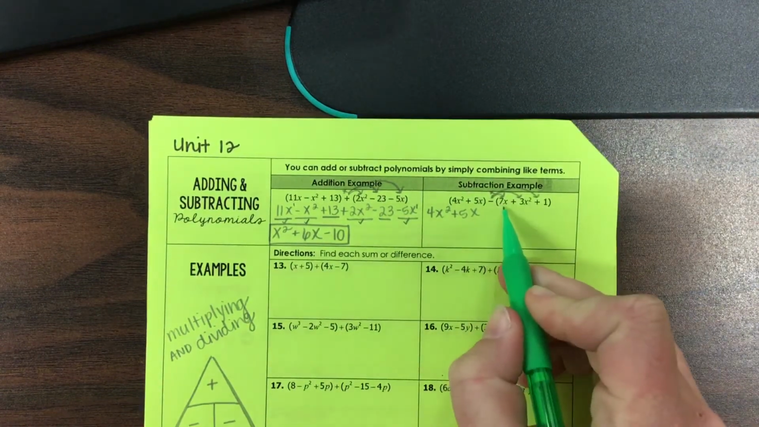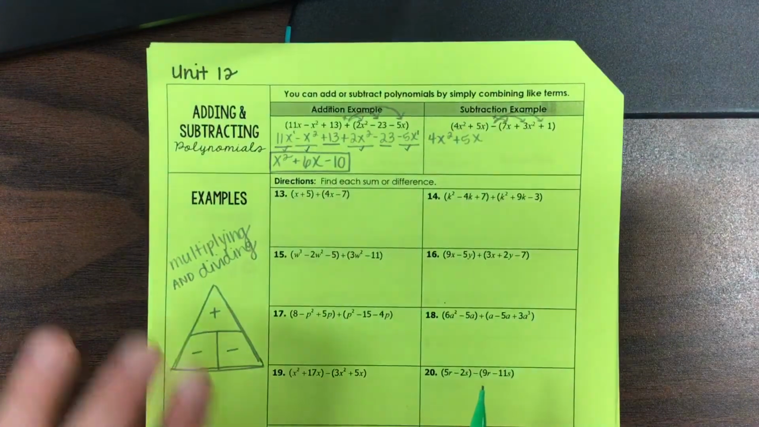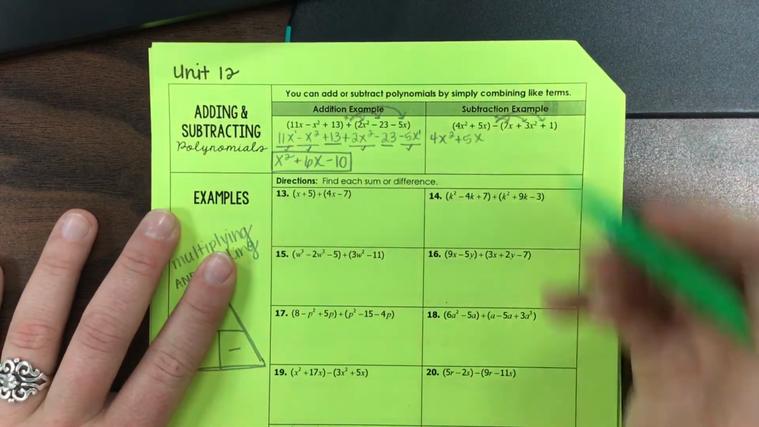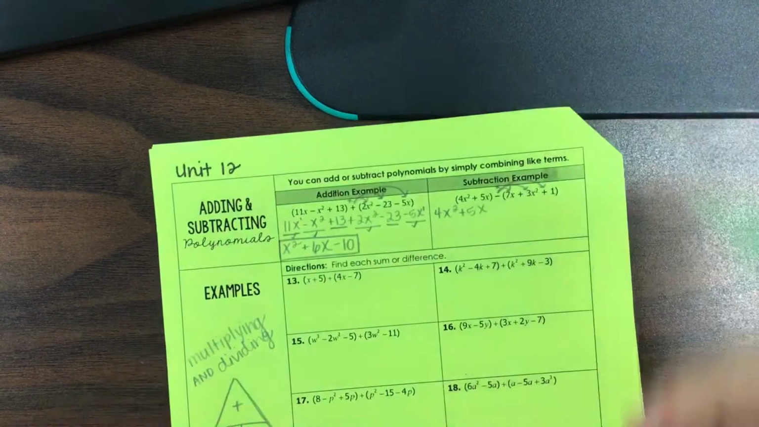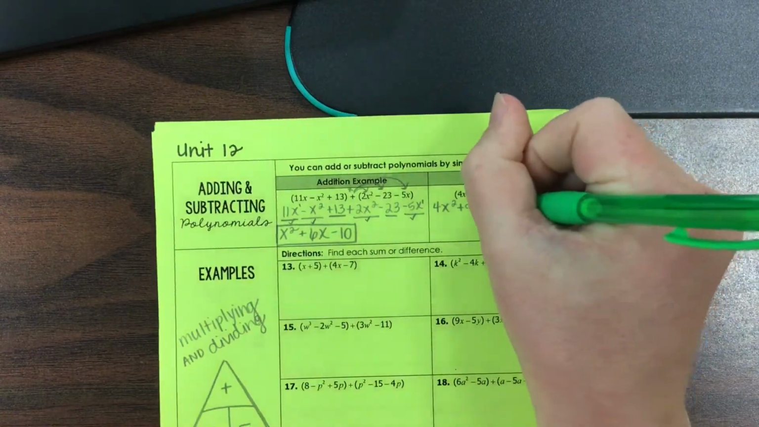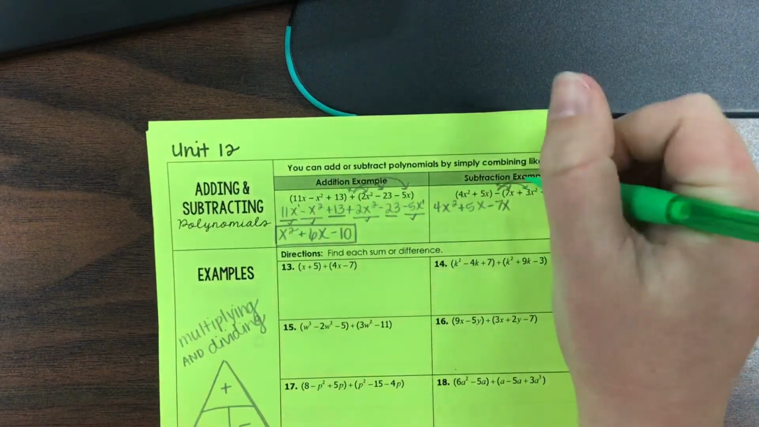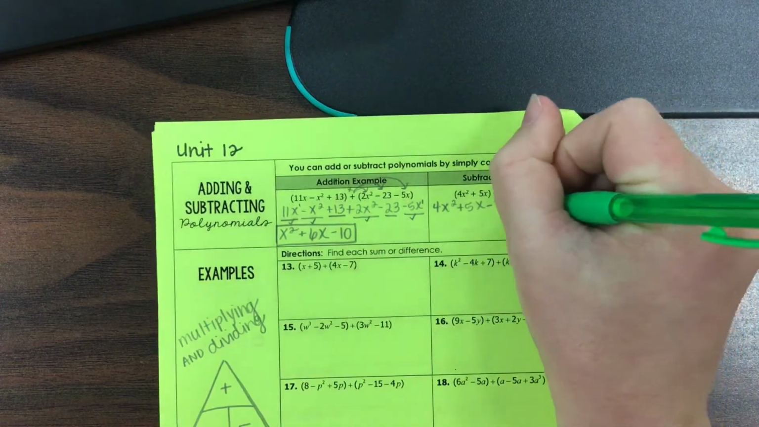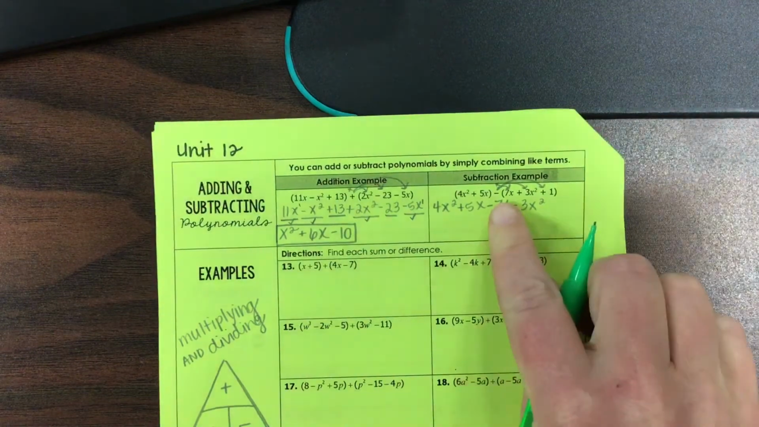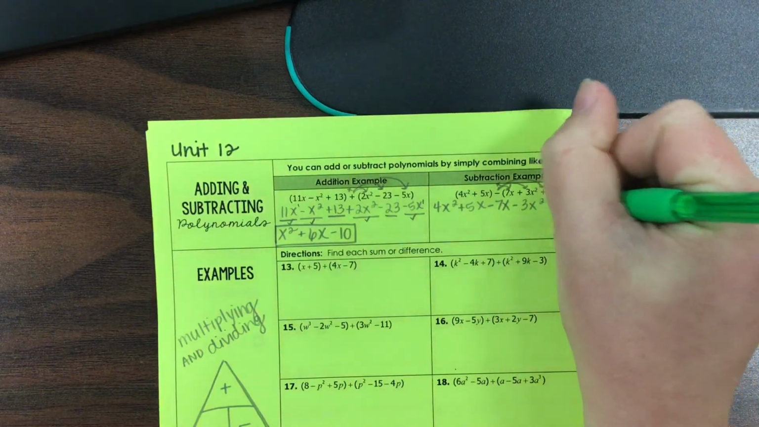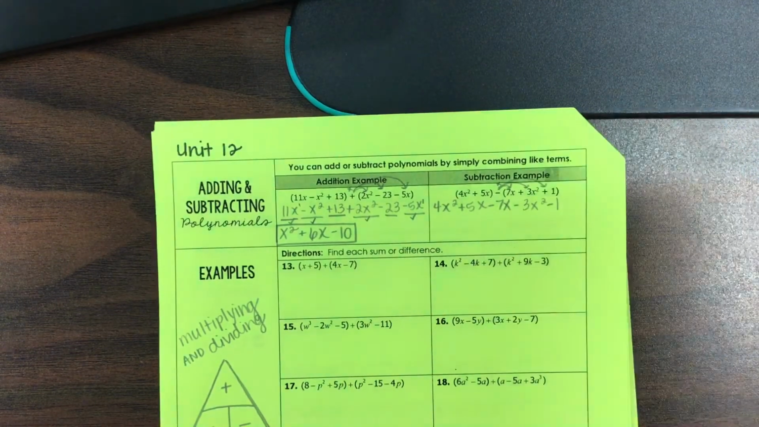Then I have a negative times a positive. When I use my triangle, a negative times a positive gives me a negative, so I'll have negative 7x. Then I have a negative times a positive again, so I'll end up with a negative 3x squared. And then once again, I have a negative times a positive, which gives me a negative 1.